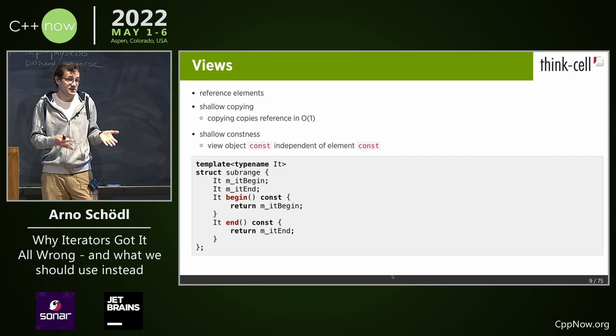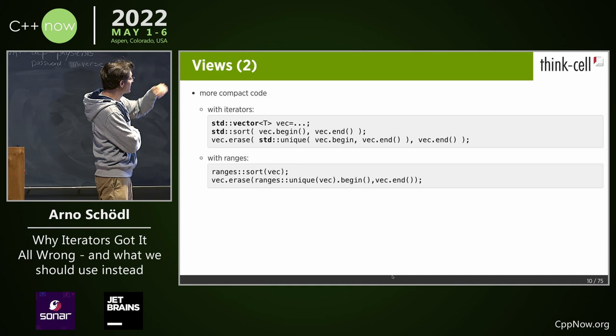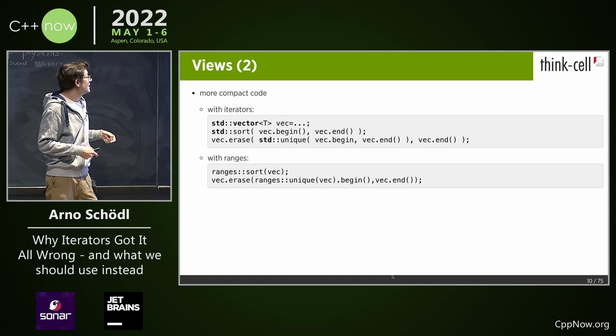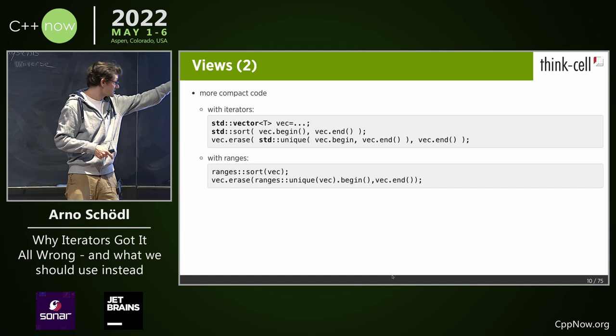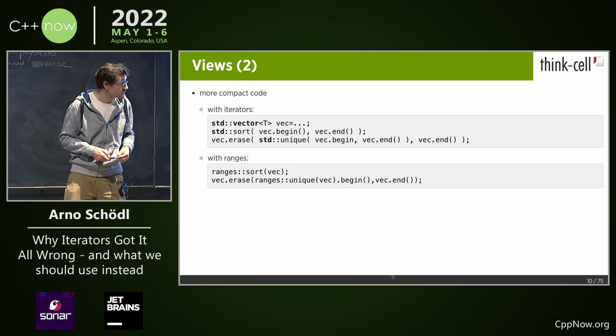OK. Now, why do we do this? Well, it makes for more compact code. So you have this in the beginning here. This is what you would have to write if you don't have views or ranges. You'd have to mention begin and end each time you pass something into an algorithm. You do this for sort. You do this for unique, begin and end. And then for erase, you do this again with the end. With ranges, it becomes a bit more compact. You can just say sort, and then unique. And every time, you just pass in the vector, and you don't have to mention begin and end, which is nice.